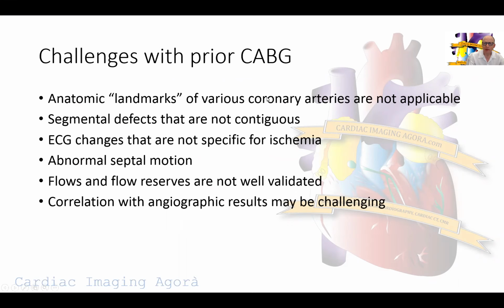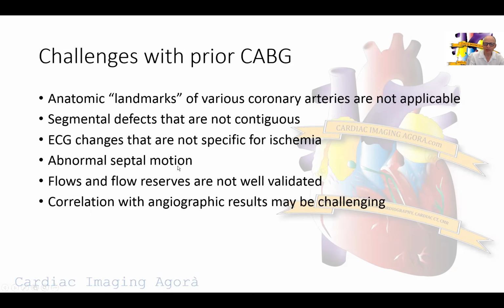First, the anatomic landmarks of various coronary arteries are not applicable. So we know, in general, what's an LAD territory, what's an RCA territory, what's a CIRC territory. However, once you start doing bypasses, you can have partial defects or reversible defects, fixed defects in segmental fashion that are not contiguous because for some areas there is a bridge that covers that territory, so the areas proximal to it are not covered, and you end up with defects. EKG changes on stress EKG usually do not help us a lot because there's often non-specific post-revascularization.